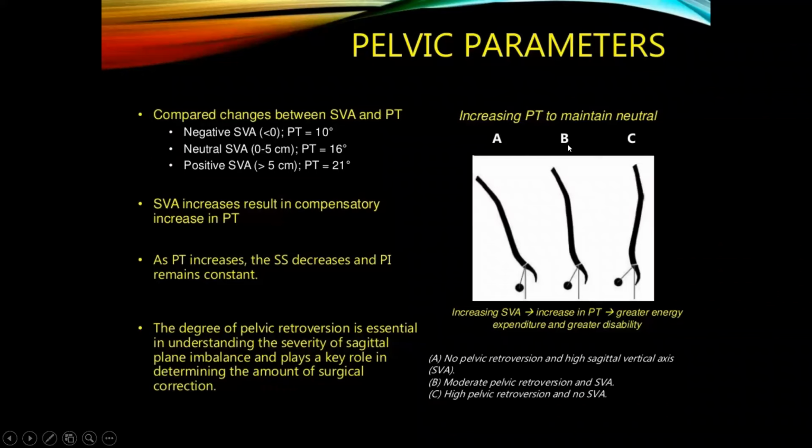So this is just summarizing the same pelvic parameters. When there is an increasing SVA, the pelvic tilt increases and the sacral slope decreases. So the SVA increase results in a compensatory increase in pelvic tilt. As pelvic tilt increases, the sacral slope decreases and pelvic incidence remains constant. The same picture has been explained here.